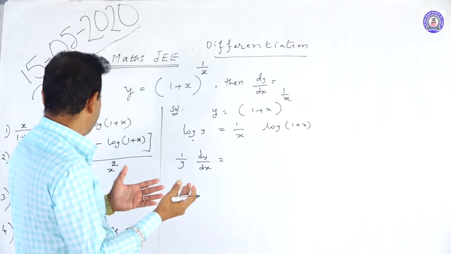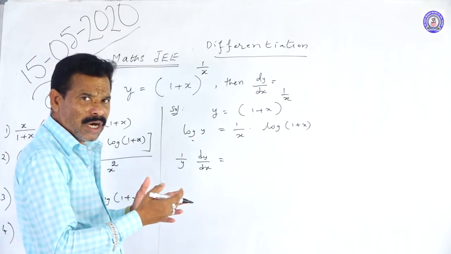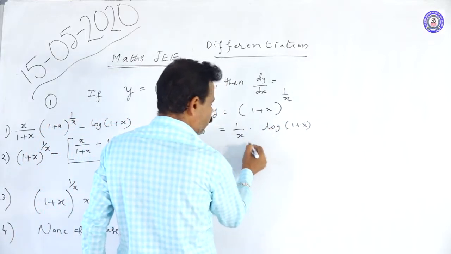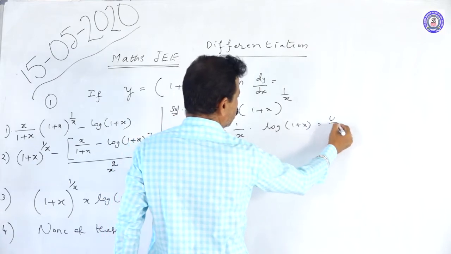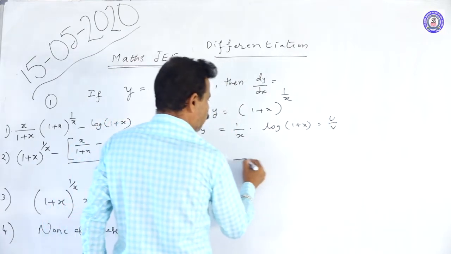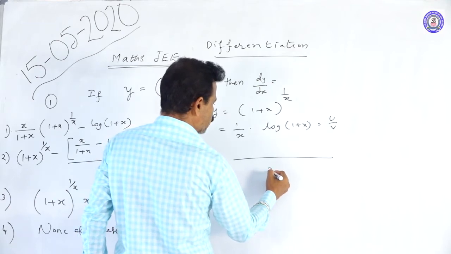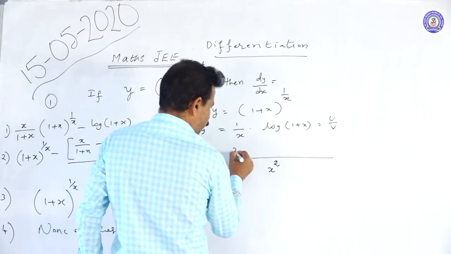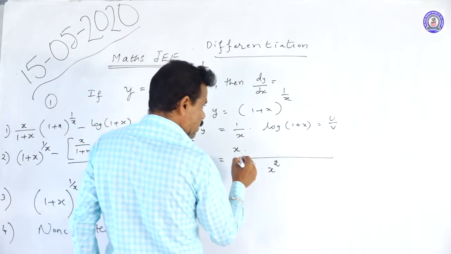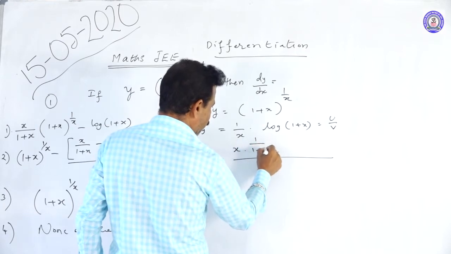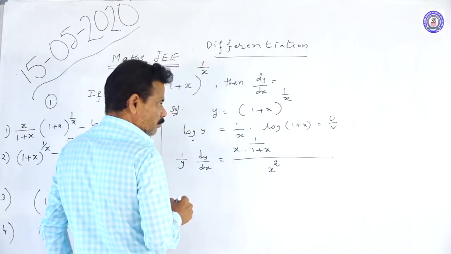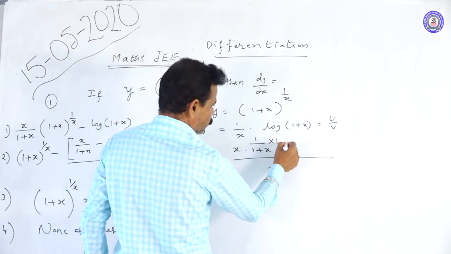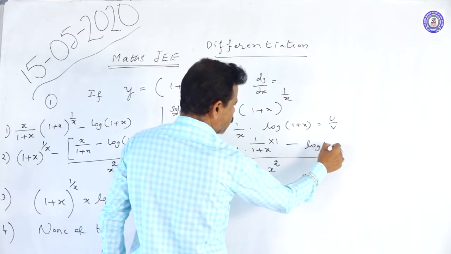We can take any method, u by v or u into v, any one. So suppose this is the u, this is the v. It is u by v, so the formula is: by v square, x square. Next, v into u dash: x into log of 1 plus x differentiation, 1 by 1 plus x, minus u into v dash, log of 1 plus x into x differentiation, 1.